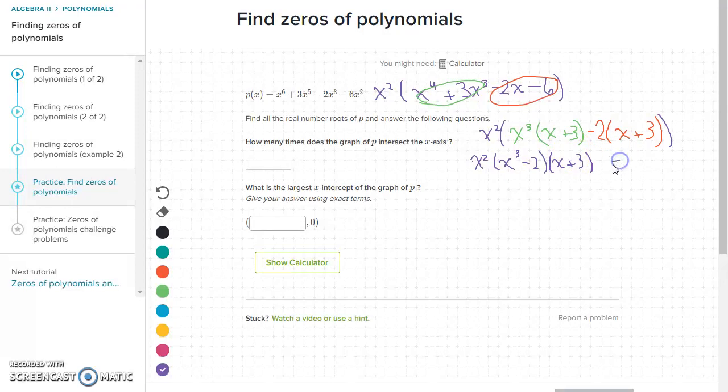So that means that y is set to 0. I'm not interested in how much it goes up or down. I want to know from left to right, where does this cross? So I'm setting this whole thing equal to 0. From the zero product property, I know anything that multiplies to 0 must come from a product that was originally 0. So we're just going to set each factor equal to 0, and we will see what our solutions are. So what if x squared equals 0?